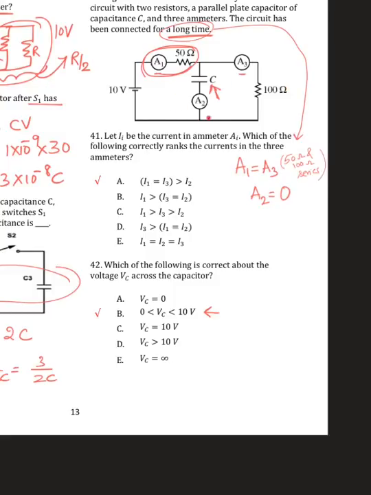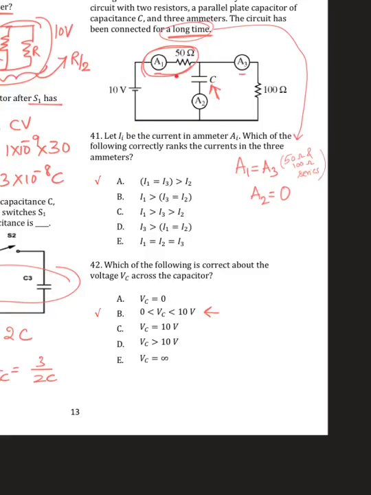So when the capacitor is fully charged, we know that there will be no current through this branch. That's why we said A2 is equal to 0. But there will be current in this outer loop because there's a full circuit here. Yeah, there's no break in the circuit.